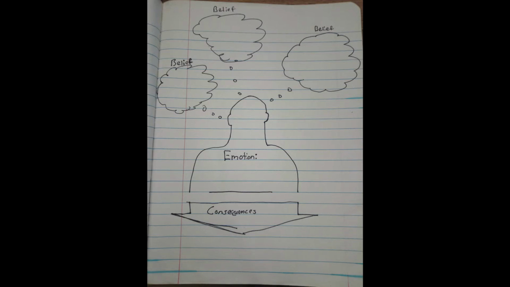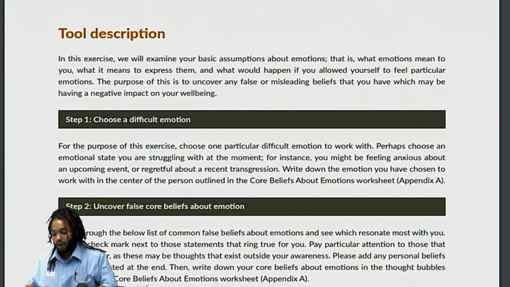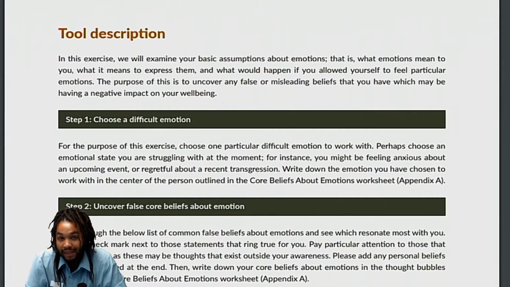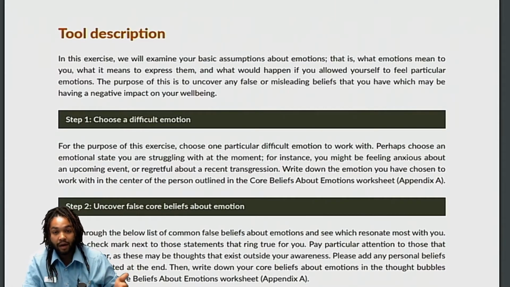All right. So now that we've completed that, we're going to continue on to our first step: choosing a difficult emotion. For the purpose of this exercise, choose one particular difficult emotion to work with. Perhaps choose an emotional state you're struggling with at the moment. For instance, you might be feeling anxious about an upcoming event. I know graduation is coming up for a lot of people right now. Or regretful about a recent transgression.